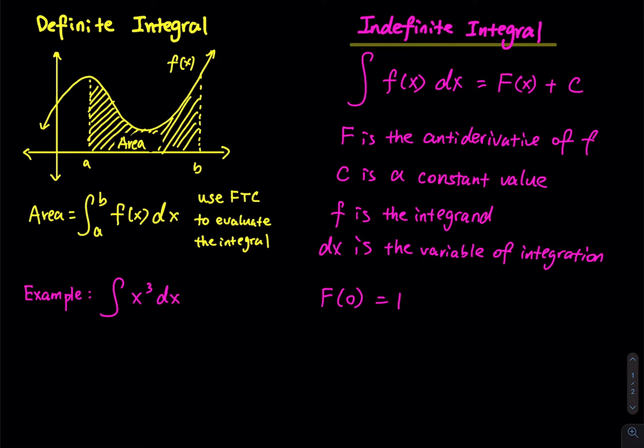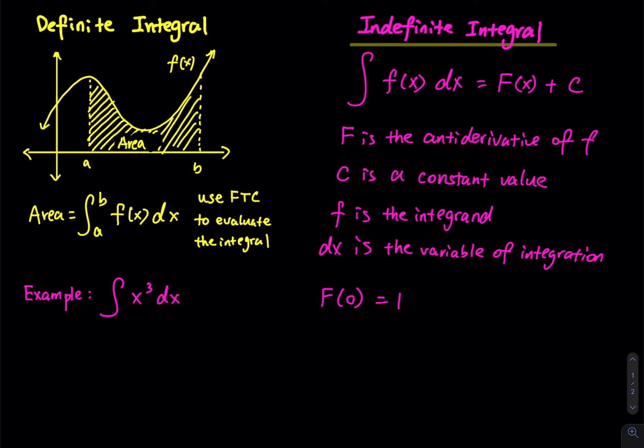So let's take a look at the ingredients in the indefinite integral. The capital F is the antiderivative of f. When you do the integration, we say we are trying to integrate the function f. And then the c is a constant value like 1, 1.5, 2, 6, 10, negative 8, negative 7, and so forth. There is no x in it. And then f, we call it the integrand, and the dx is the variable of integration. The dx tells me that the independent variable is x.